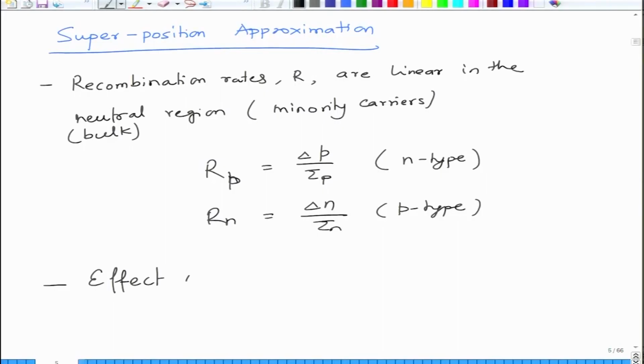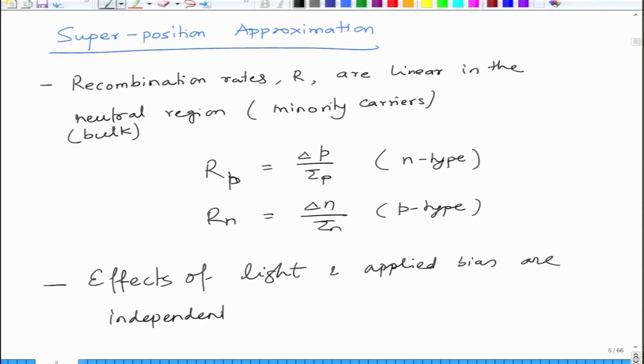So the effect of light, because light can change the carrier concentration, and as a result it can change the diffusion gradient, whereas bias can raise or lower the barrier at the interface. So the effect of light and applied bias, that is external field, are independent, or decoupled, to be more precise.